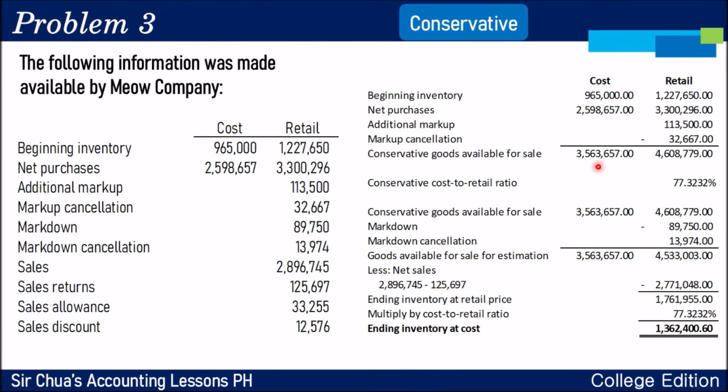So, this is your goods available for sale under conservative method. At cost, 3,563,657 and at retail prices, 4,608,779. You get the cost to retail ratio, and how do we do that? We divide the goods available for sale at cost and the goods available for sale at retail. So, 3,563,657 divided by 4,608,779, you will get your conservative cost to retail ratio of 77.32%.